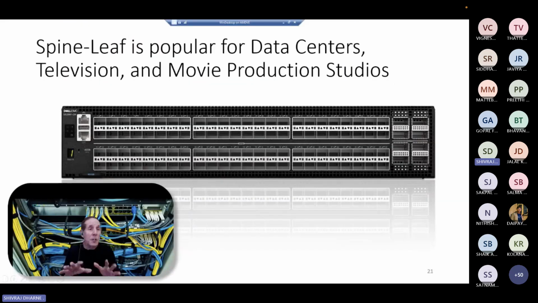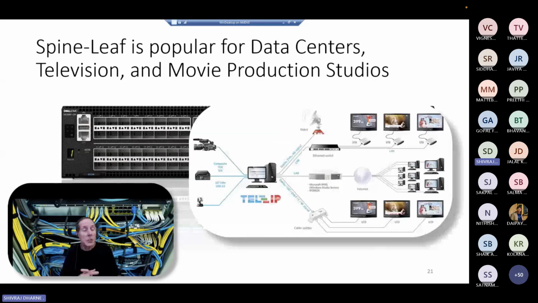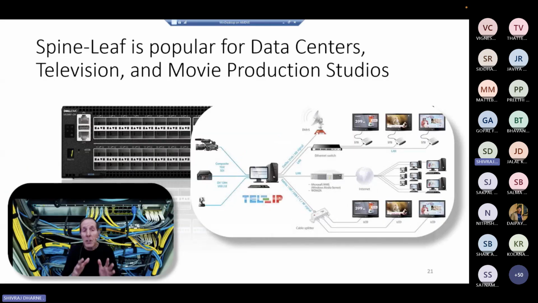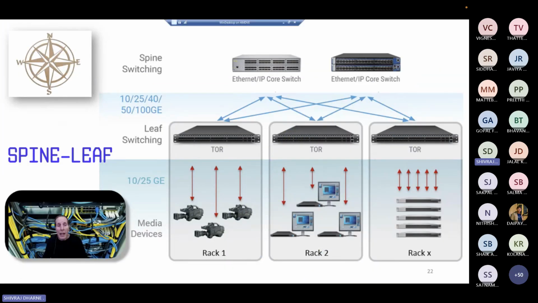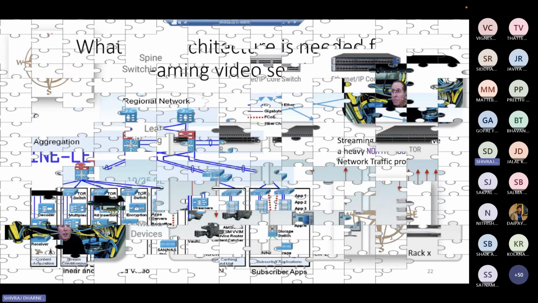If you're thinking this architecture is just for cloud application data centers, no. It works great for TV production studios and movie production studios. So the applications for spine leaf are both TV production, movie production, and cloud-based applications are very popular applications for this design.